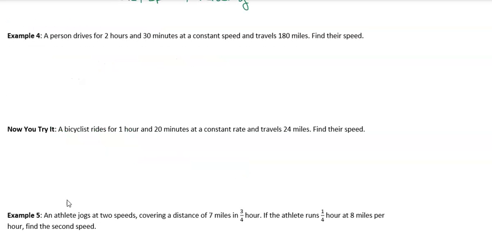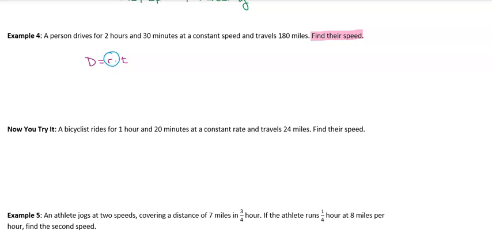Okay, so our example is a person drives for 2 hours and 30 minutes at a constant speed, and they go 180 miles. So we're supposed to find their speed. Again, I would highly recommend highlighting or something so that you've got that. The other thing I would recommend doing is writing down the formula. So we've got D equals rate times time, and circle or highlight the thing that you're looking for. So you're finding their speed. So this is the thing that we're looking for.